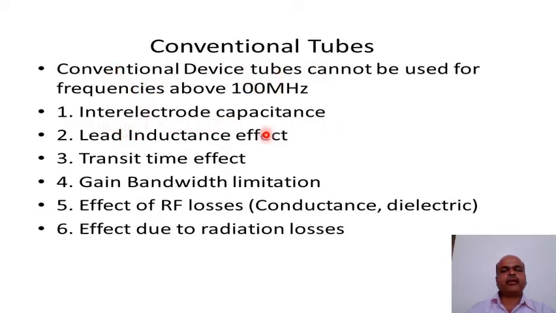That is, first is the inter-electrode capacitance, lead inductance effect, transit time effect, gain bandwidth limitation, then effect of RF losses and effect due to radiation losses. So these are the limitations or disadvantages of conventional tubes. Beyond 100 megahertz, we can't use these conventional tubes, and due to this we will use Klystron type tubes, or generally called O-type tubes. So these disadvantages or limitations are removed in the Klystron tubes, or O-type tubes.